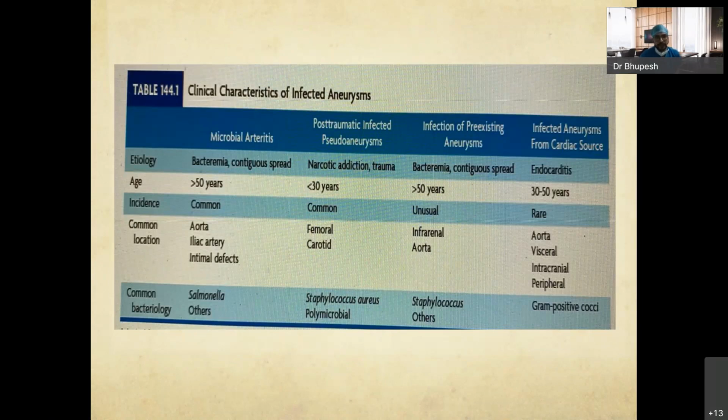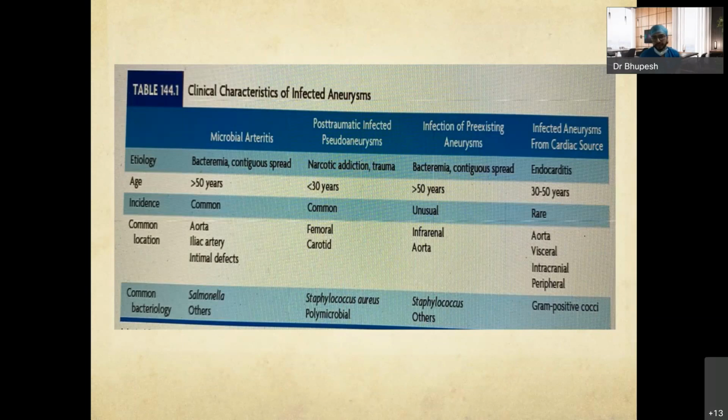And microbial arteritis is commonly located in the aorta and iliac arteries with intimal defects. Post-traumatic infective aneurysm is most common in the femoral and also in the carotid, because of trauma also. And infection of a pre-existing aneurysm is in the infrarenal aorta, because 40% of aneurysms occur in the infrarenal aorta. That's why it's more common in the infrarenal aorta. Infective aneurysm from cardiac source usually can occur anywhere: the aorta, visceral, intracranial, peripheral.